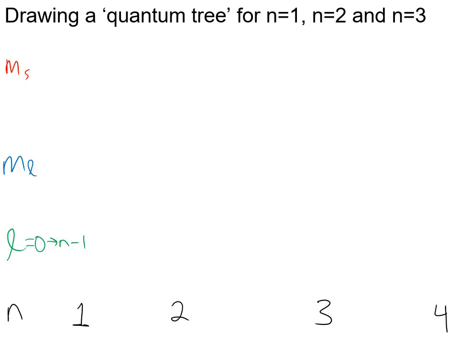So, let me get some more room here. Write that underneath. From 0 to N minus 1, those are the rules that dictate what L could be. So if N happened to be 1, then L can only be 0. That's the only possibility that L can be.